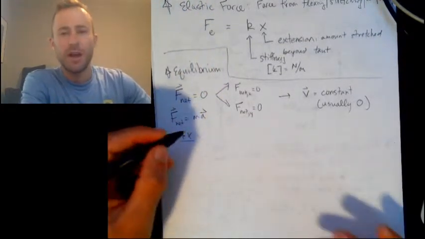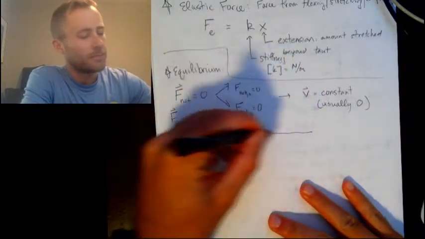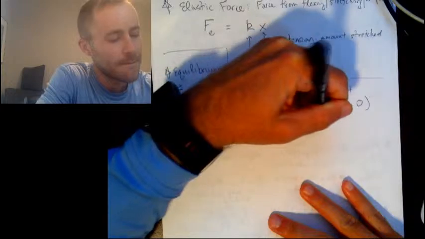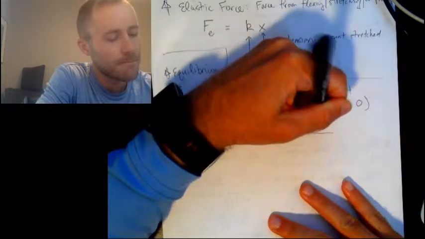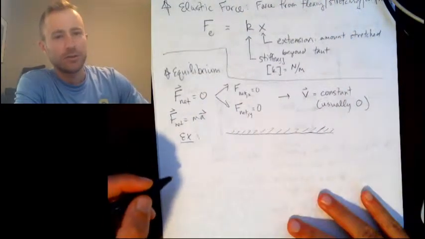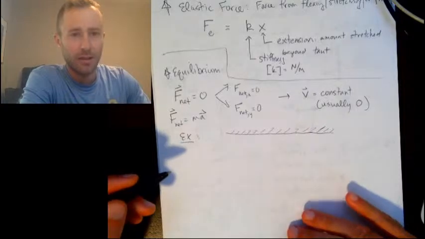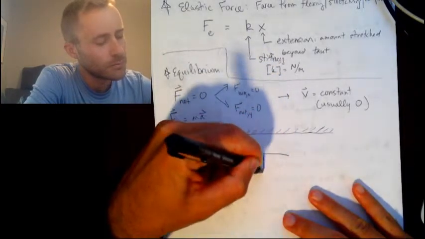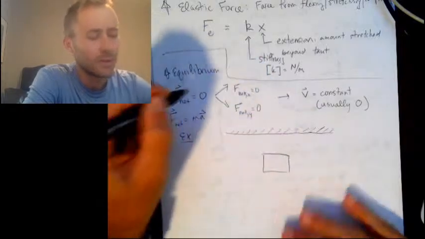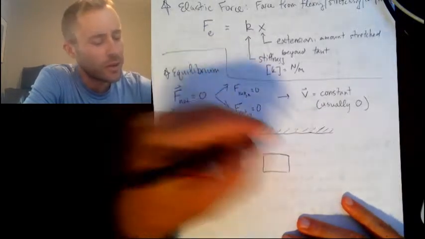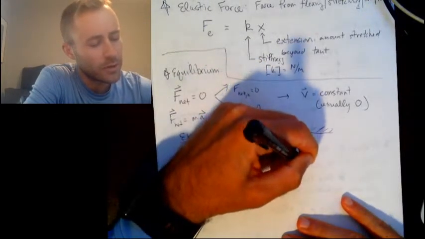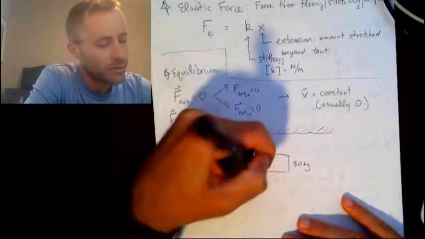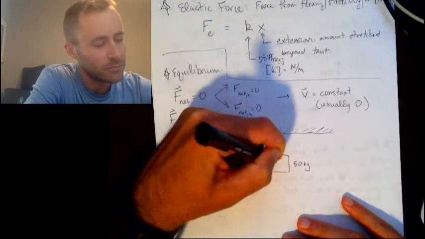Let's suppose we have a ceiling, and someone wants to hang a sign from the ceiling. Here's the sign. It's a 50 kilogram sign, is the mass of the sign. And let's just say for simplicity, it's a mega sign.